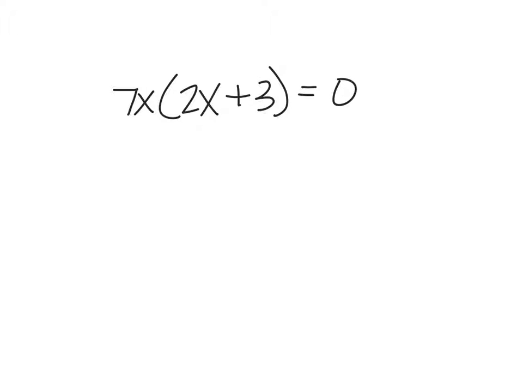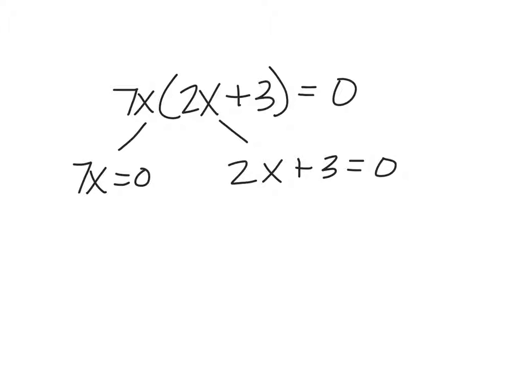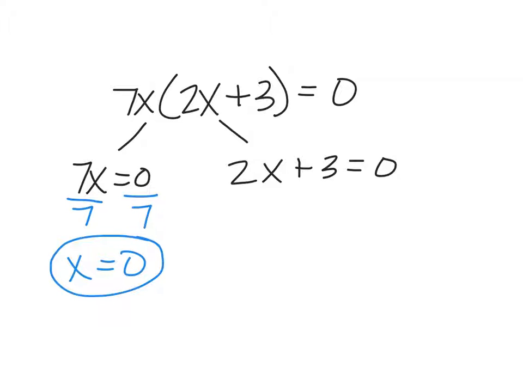So I got a new screen here so we have more space. So I'm going to take this 7x, that's the first factor, and set it equal to 0. And then I'm going to take the second factor, 2x plus 3, and set it equal to 0. I know if this whole equation equals 0, then one of these two factors has to equal 0 to make that true. So let's go through and solve each one. 7 times x equals 0. I need to divide both sides by 7. So x equals 0 would make that equation true.